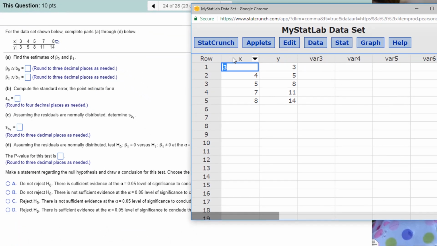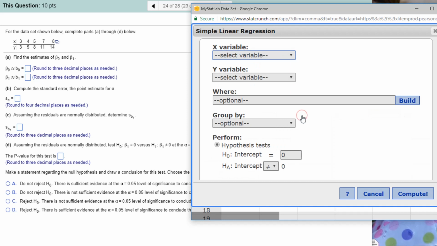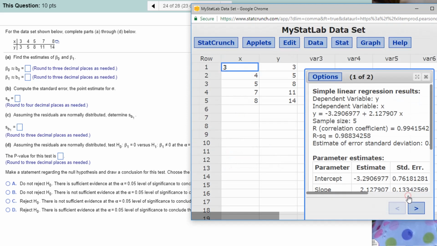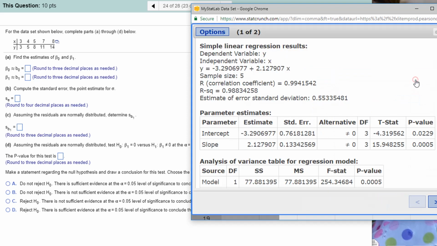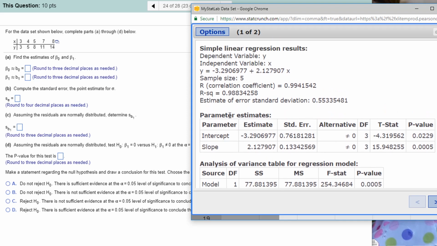First, under Stat, go to Regression, Simple Linear Regression. The x variable is here, the y variable is there. We're going to do this with the standard settings and compute, and let's look at the output that we have. The parameter estimates is where we're going to be focusing our attention.